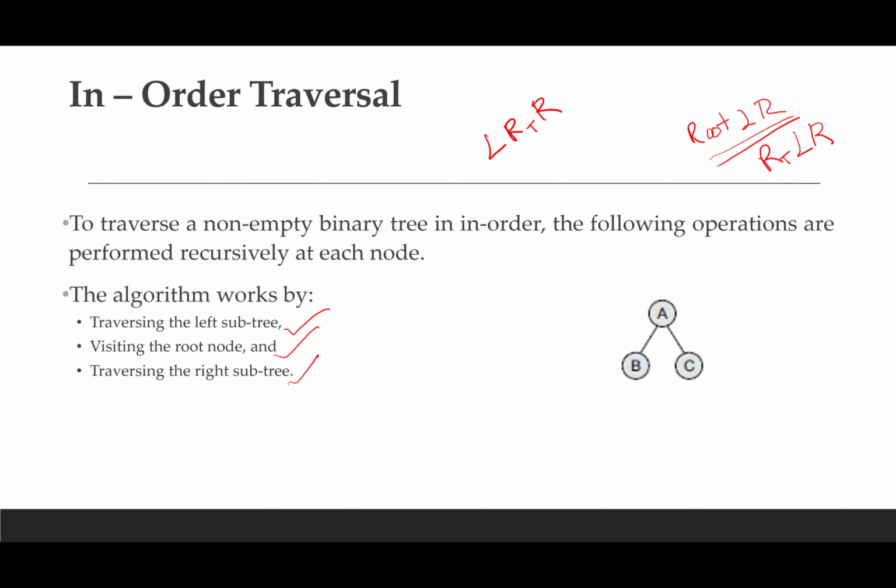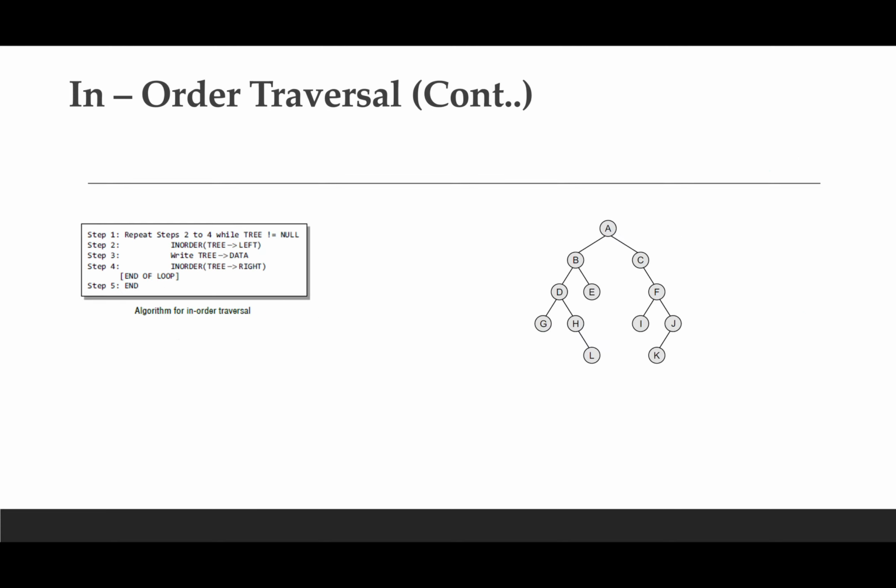For this example, the first node visited is B, then the root A, then C in the right subtree. This way the nodes are visited in in-order traversal. So this is the algorithm, but before seeing the algorithm, we will see how it is traversed. The steps for traversing are left, root and right.